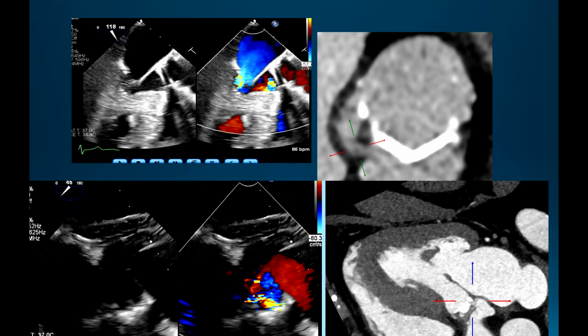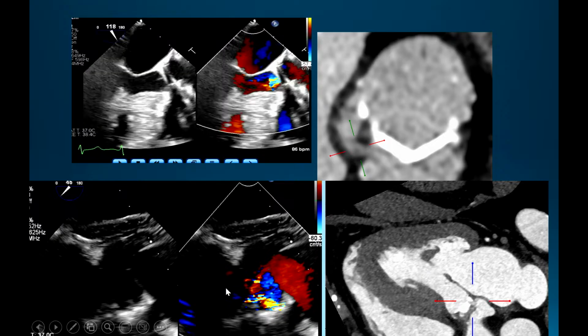Okay. Additional findings include a paravalvular leak. Again, this is very important: when you see a defect on contrast CT, you need to find a matching jet, okay? Because you're going to have a lot of technical issues, and you can cause a lot of paravalvular leak appearance without it being there.